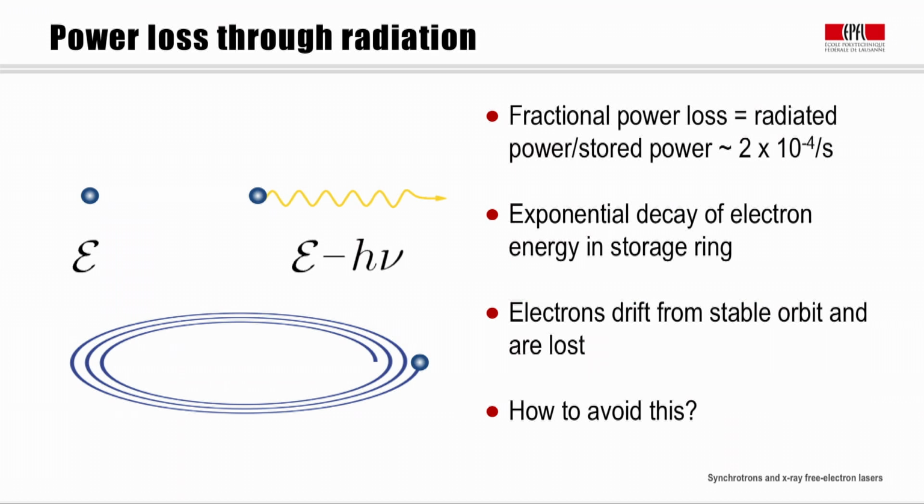However, it only requires a small deviation from the nominal storage ring energy for an electron to enter an unstable and open orbit. It will spiral into the inner walls of the ring. Hence, the electrons require a steady replenishment of this lost energy. We finish this video by discussing this aspect now.